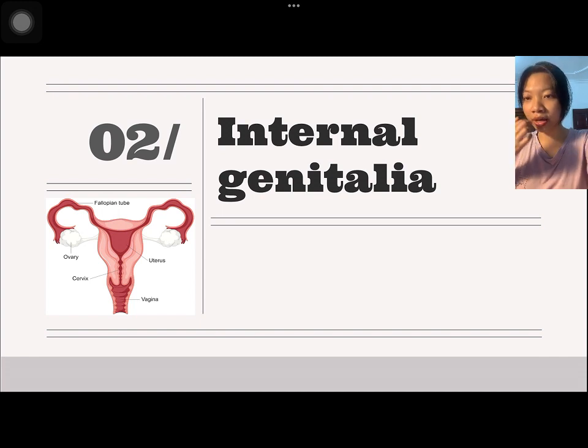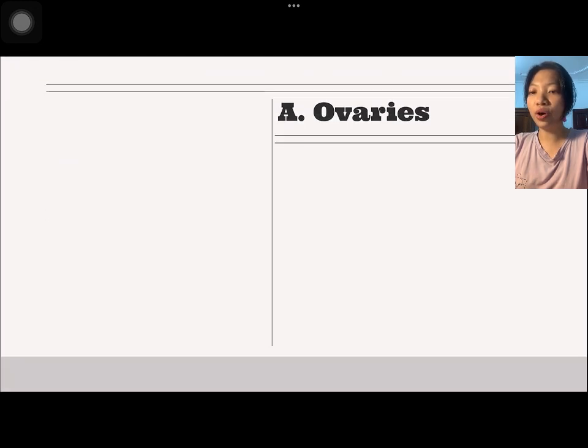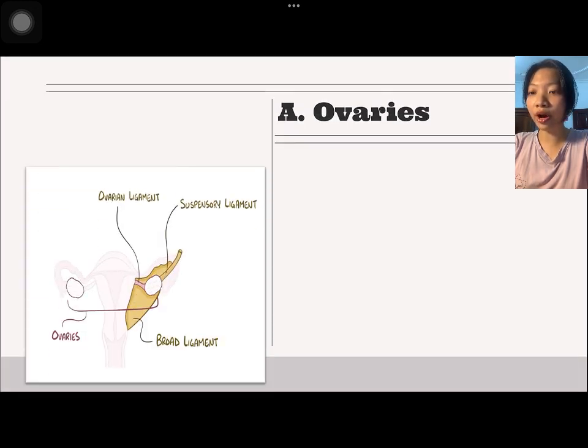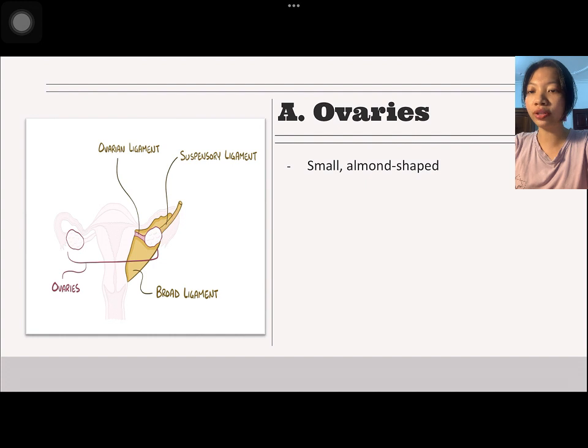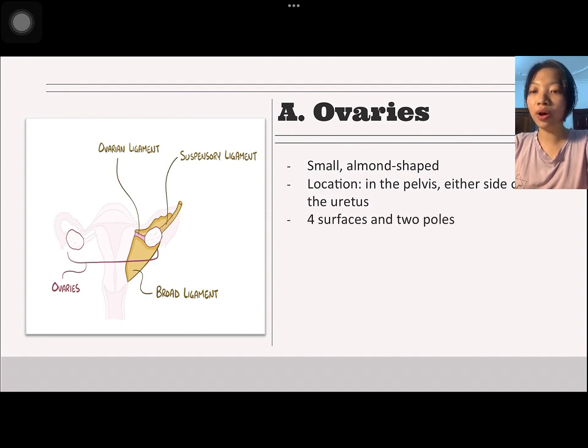In section A are the ovaries. The ovaries are a pair of small almond-shaped organs located in the pelvis. The ovary has four surfaces: anterior, posterior, medial, and lateral, and two poles: superior and inferior. Each ovary is held in place on either side of the uterus by several ligaments.